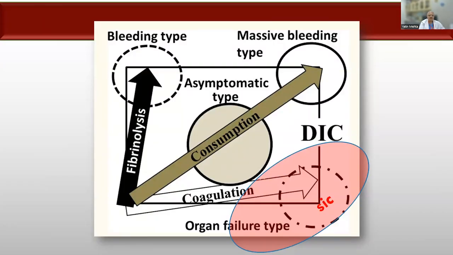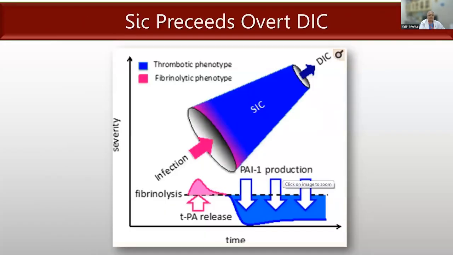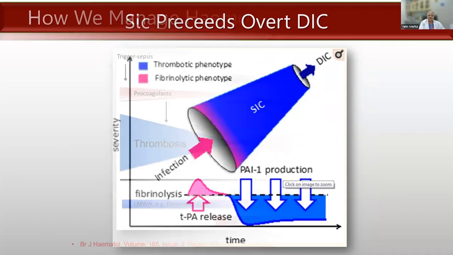So in this, you can see on one hand you have coagulation, which is SIC. On the other hand, you have fibrinolysis, and you may have consumption coagulopathy, which can lead to massive bleeding. So on one hand you have a thrombotic phenotype, on the other hand you have a bleeding phenotype. Initially it is a prothrombotic state, later on as depletion occurs and platelet counts go down, there is more bleeding. So you can have a thrombotic phenotype and a fibrinolytic phenotype, as you can see.